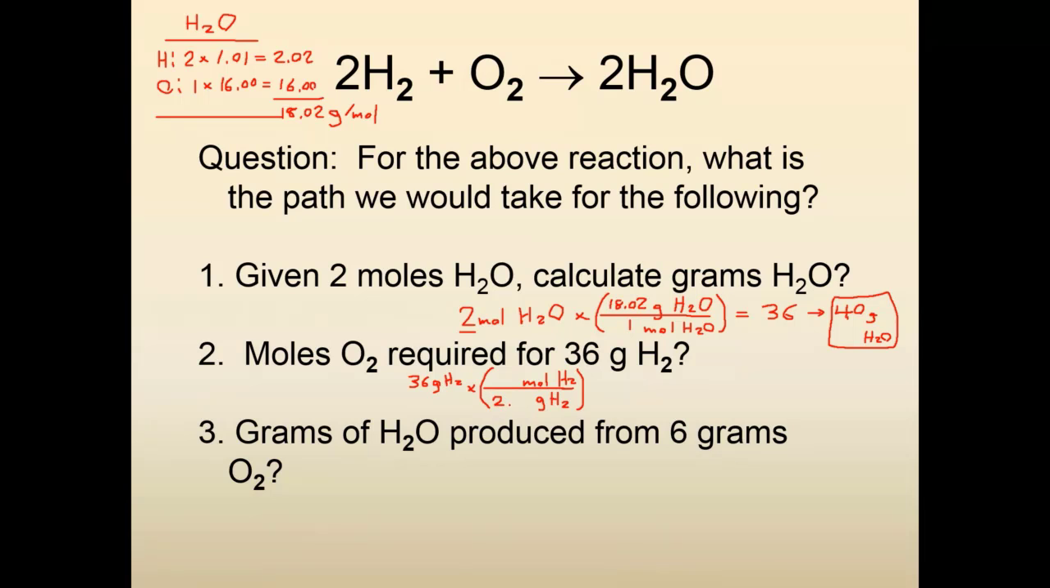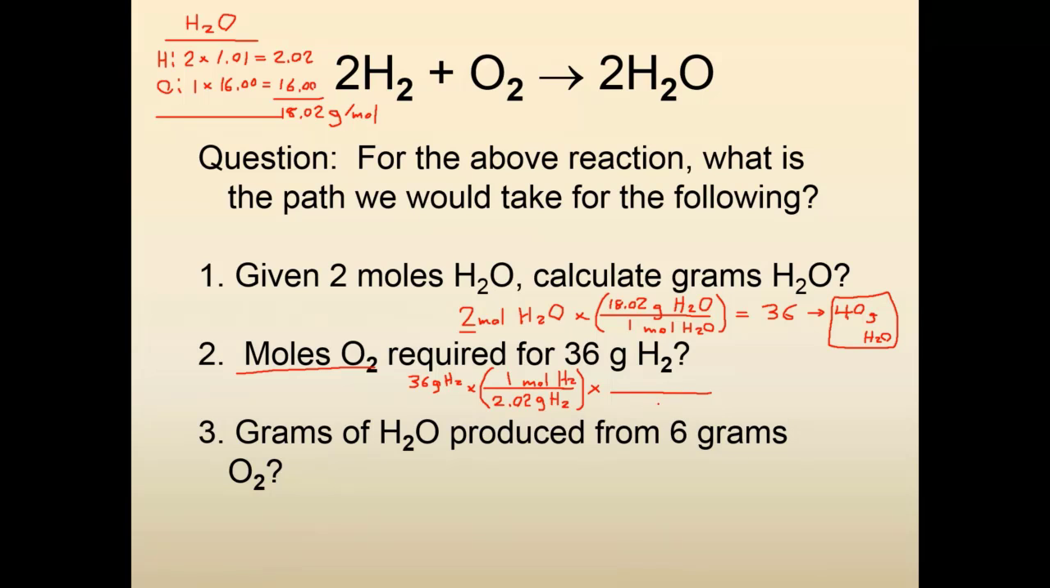So 2 hydrogens is 2.02. 2.02 grams per 1 mole. Molar mass is always the mass of 1 mole. But I'm not done yet because I have moles of hydrogen, but what I really want is moles of oxygen. The only way to get from one substance to another is a mole to mole ratio.